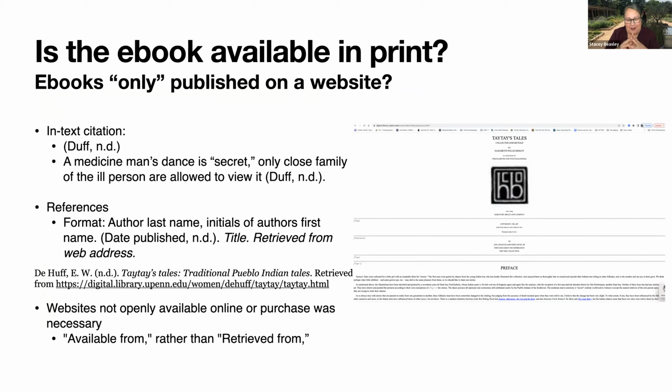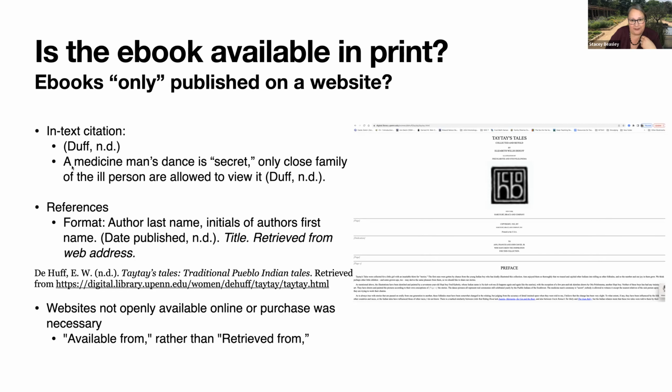So one of the things you need to think about is whether or not the ebook that you're looking at is available in print. If it is, great. If you can obtain it, then you can just cite the regular way. However, if you can't obtain it, or it's limited for whatever reason, and you have to use an online book, then this is how you would cite it. So your in-text citation would be a last name, comma, and then the date that it was published. However, on websites, oftentimes there is no date. So you just put n, lowercase n, period, d, period.